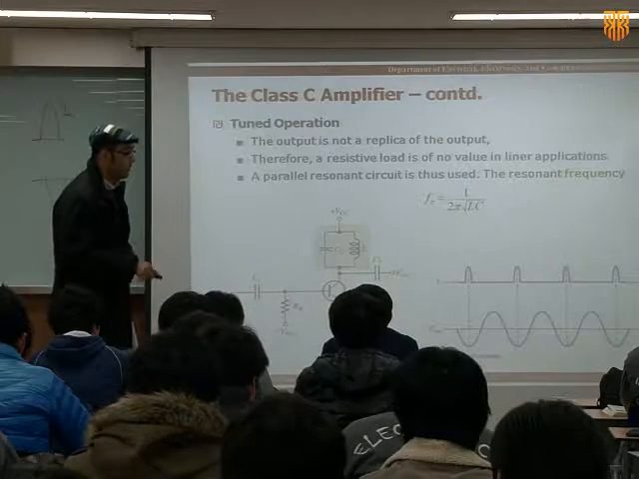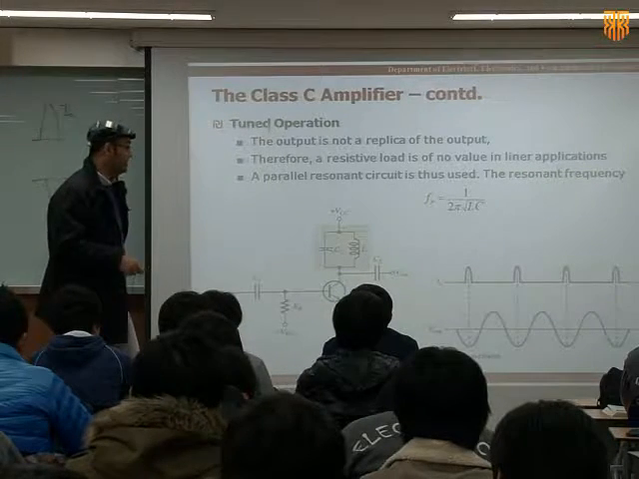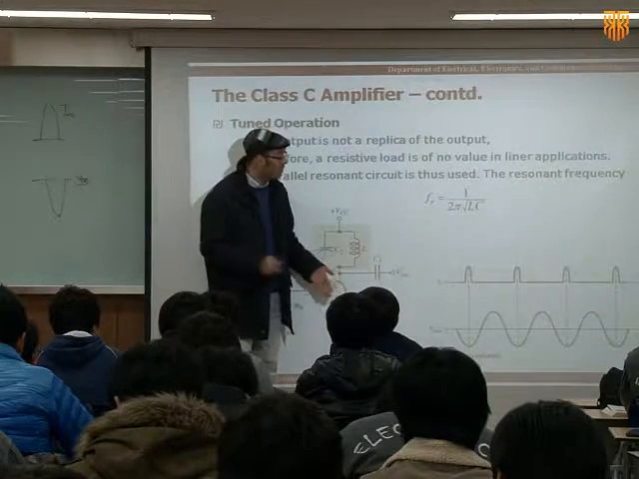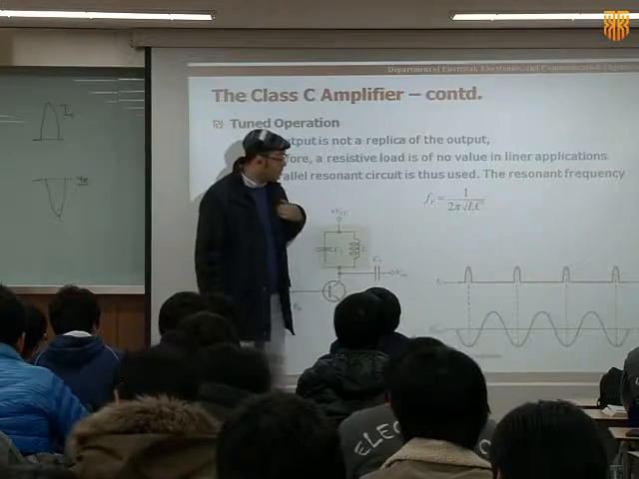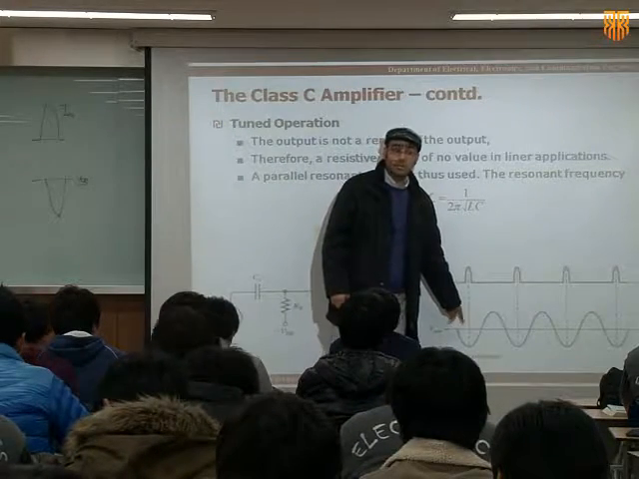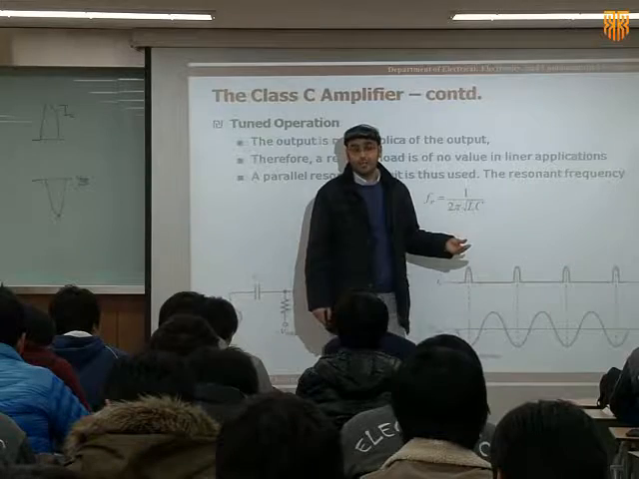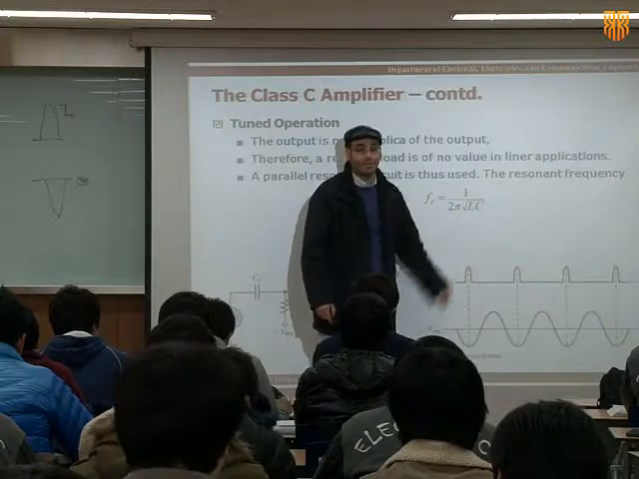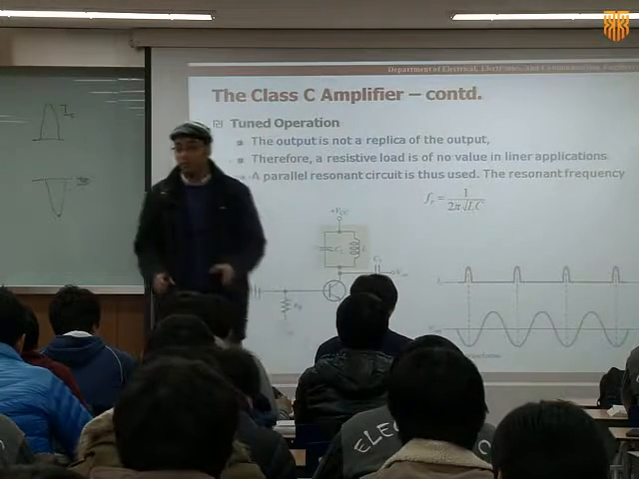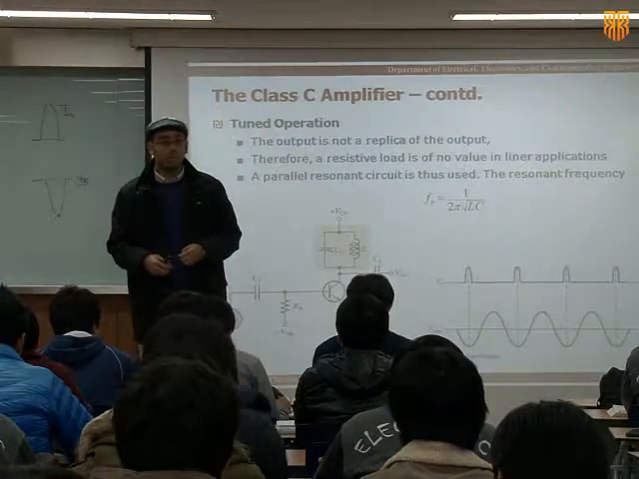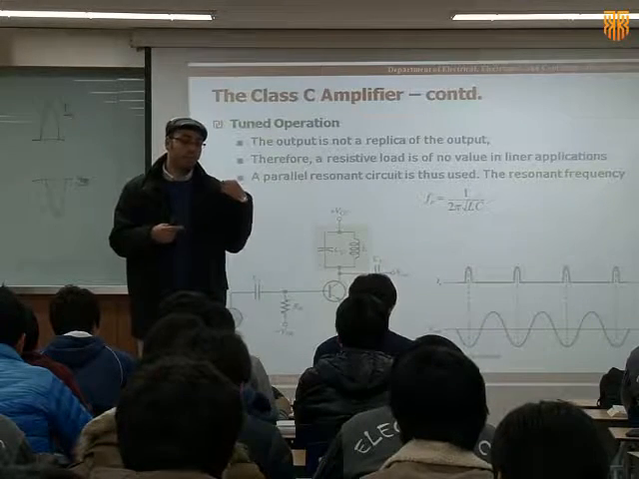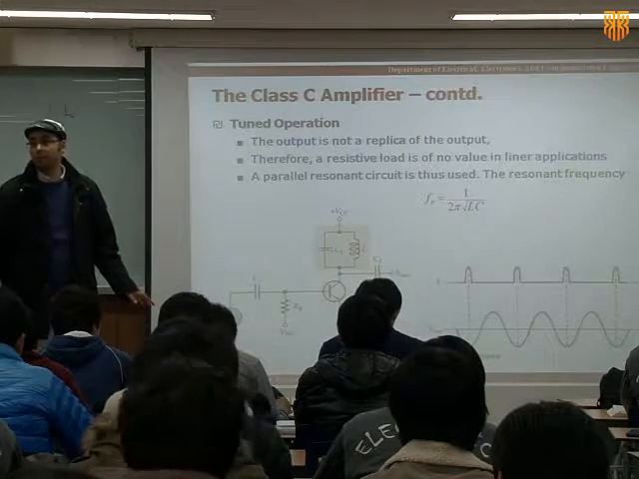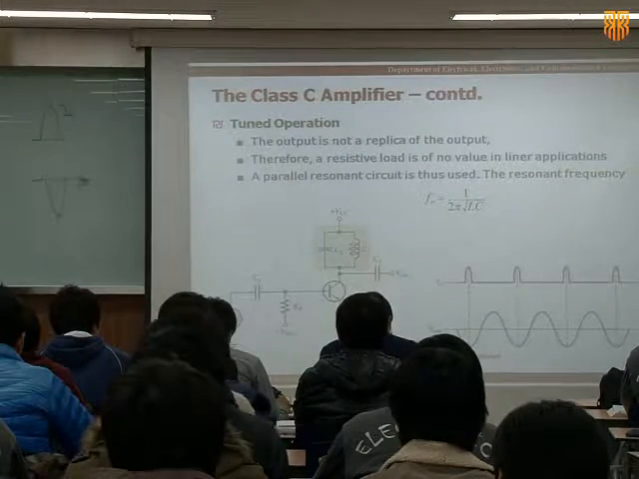So the output will be something like this, right? And I can control the charge, discharge. Using what? L and C. So I can control the output frequency using the values of L and C, because the output frequency will be 1 over 2 pi square root LC. So if I want some frequency double the input frequency, I can adjust that. Okay, fine.